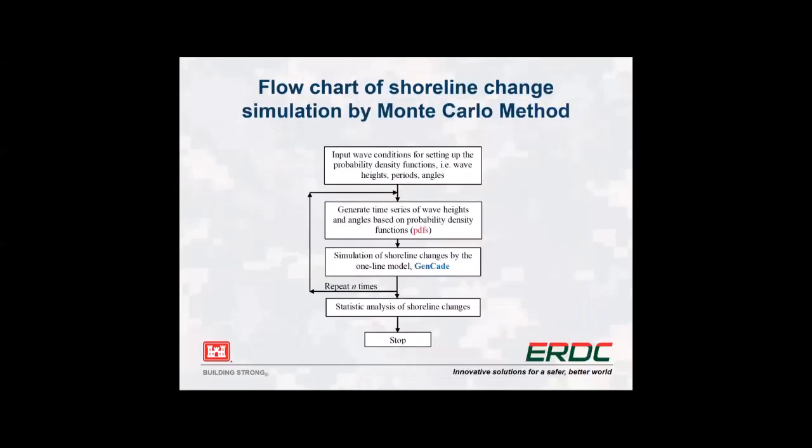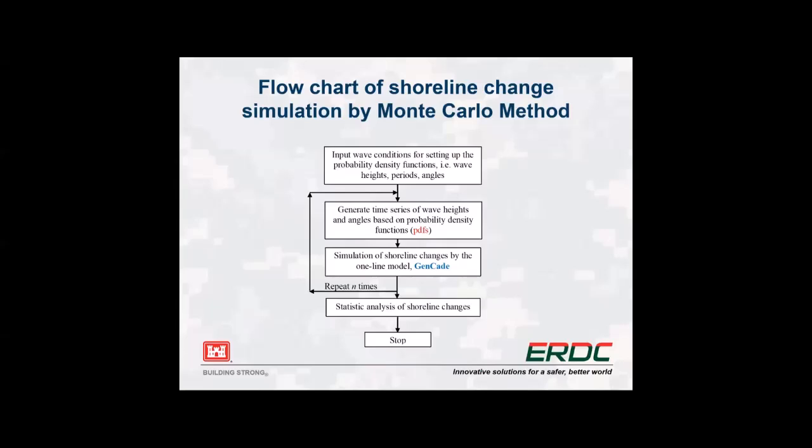So the thing is, with just a typical run of GenCade, you would provide it with a time series of wave events that is determined. And so you won't get any variation in your results. You'll just get one single end profile with a series of profiles in between. That doesn't necessarily indicate what the full range of potential conditions could be.